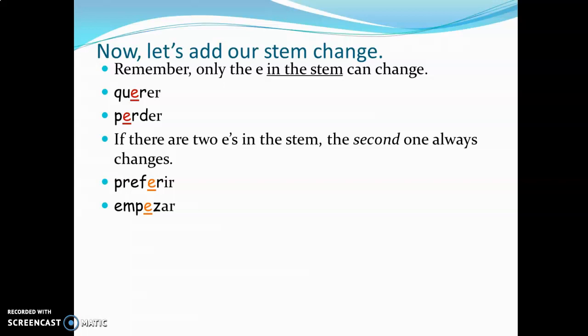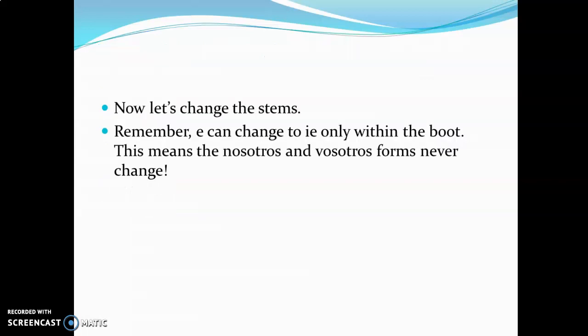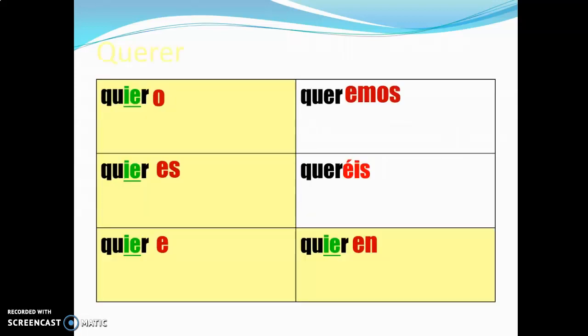So for preferir, you have to change that second E, and empezar, the second E. Okay. So remember, E can change to IE only within the boot. So don't change nosotros and vosotros forms. And there you have it. Quiero, quieres, quiere, queremos, queréis, quieren. So we changed the stem of the pronouns in the boot.